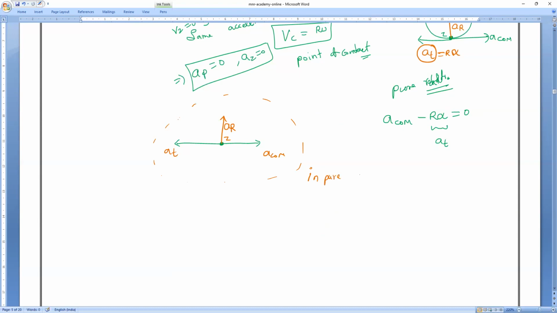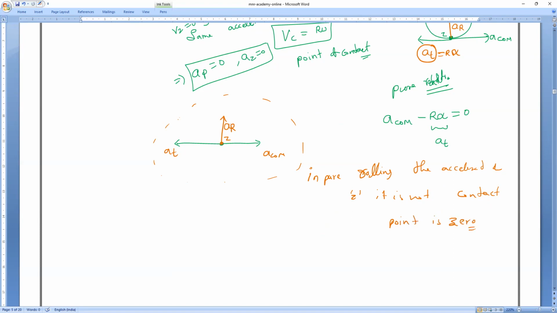Now please write a statement. In pure rolling, all of you remember, the acceleration of point Z is not 0. The acceleration at the contact point is not 0. Please remember.